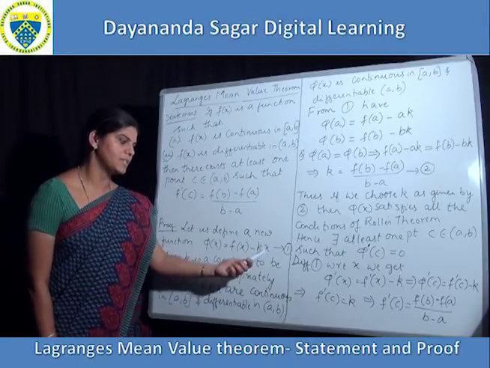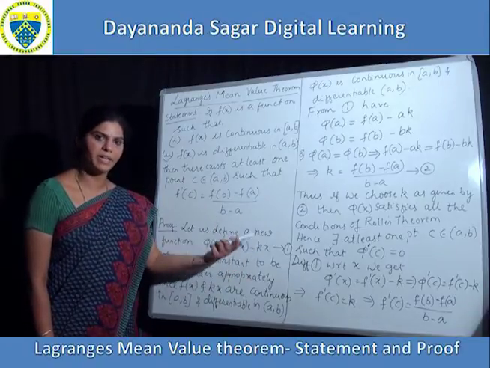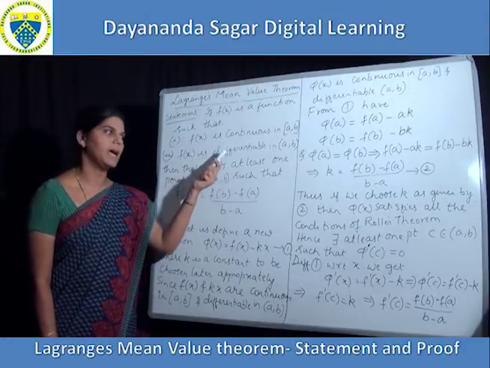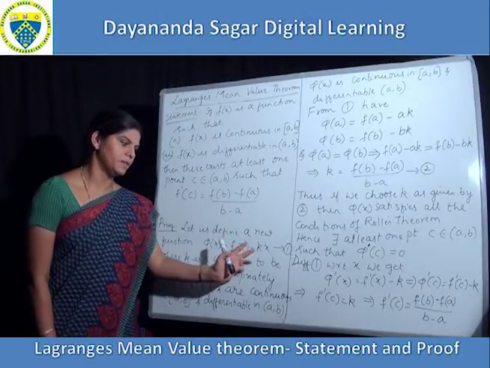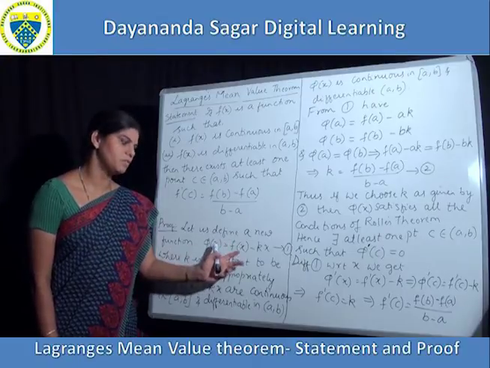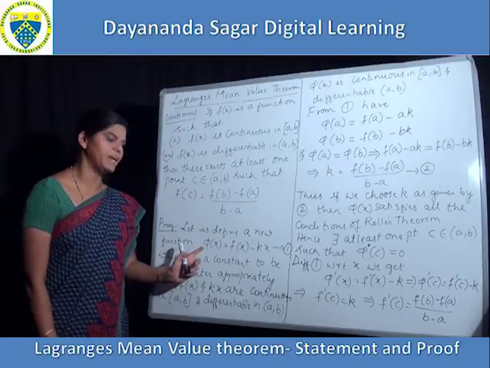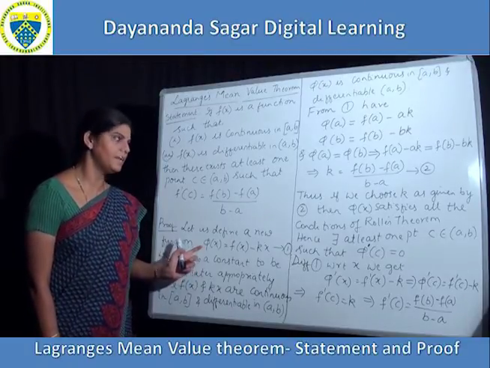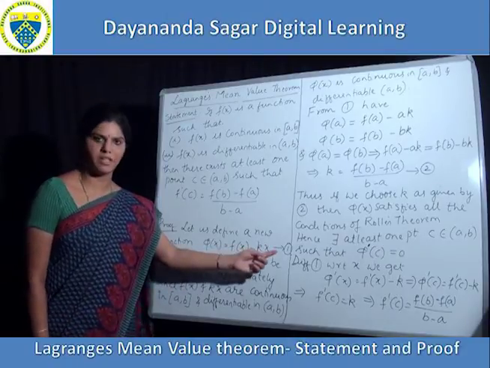So now k into x is an algebraic function, which we know is continuous and differentiable in any interval. Hence k into x is continuous in the closed interval a comma b and differentiable in the open interval a comma b. Hence their difference, the difference of two continuous functions is another continuous function, and the difference of two differentiable functions is a differentiable function. Hence from these two we get phi of x is continuous in the closed interval a comma b and differentiable in the open interval a comma b. We call this relation 1.